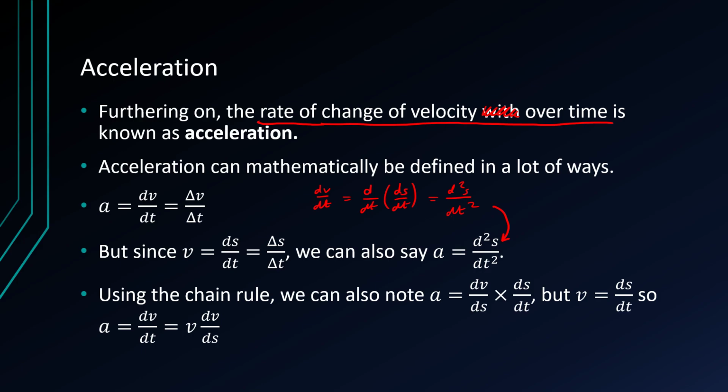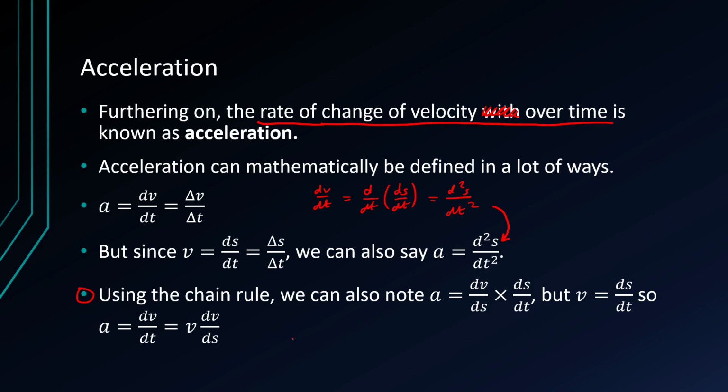This last little bullet point, if you're familiar with the chain rule, you should be able to find this, but if you're not, then it doesn't matter too much. We can note that using the chain rule, we can introduce a ds on top and bottom, because these would just cancel anyway. So that's just introducing via a chain rule. So v is ds by dt here, so a is also the change in displacement over time multiplied by the change in velocity over displacement.